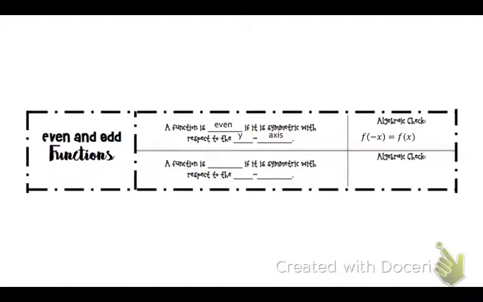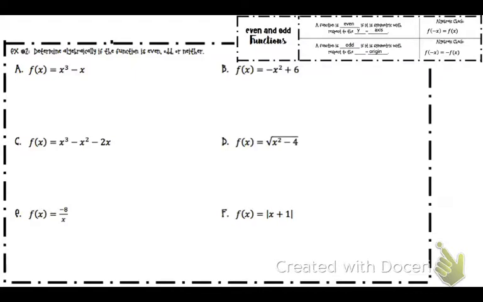So a function is even if it's symmetric with the y-axis. And the way you check this is you plug in negative x for your f of x, and it should equal f of x. Okay? And a function is odd if it's symmetric with the origin. So you plug in negative x, and if it equals the very opposite of what you started with, then it's symmetric with the origin, and it's odd. Okay? Let's go through these so we can get them.